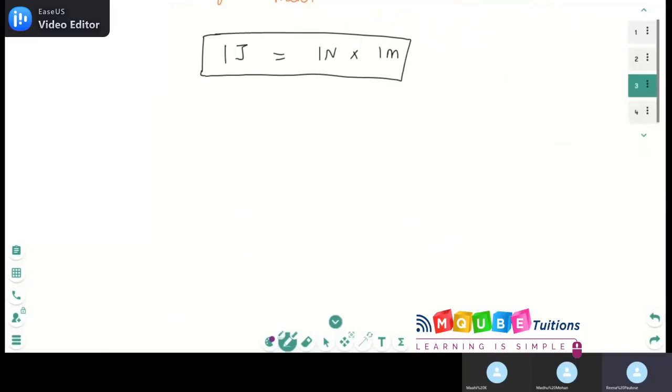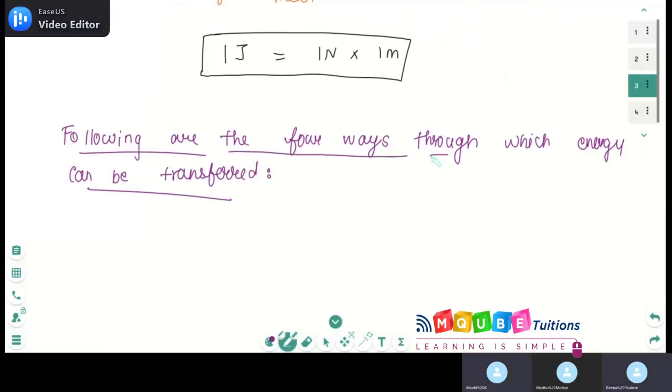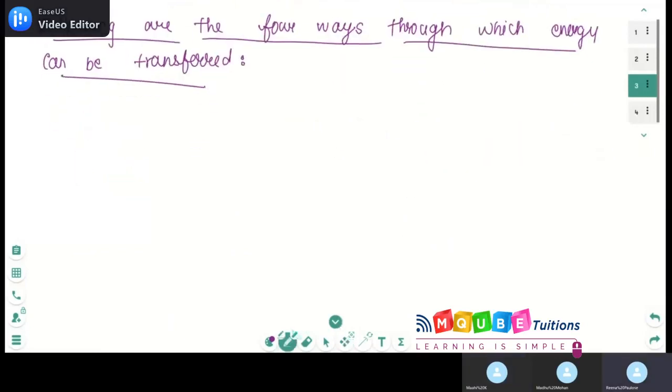Following four ways here, I'll just write the ways over there. Four ways in which the energy can be transferred. Okay, so I'll just write: following are the four ways in which energy can be transferred. Now I'll just tell you what are those four ways in which the energy can be transferred.